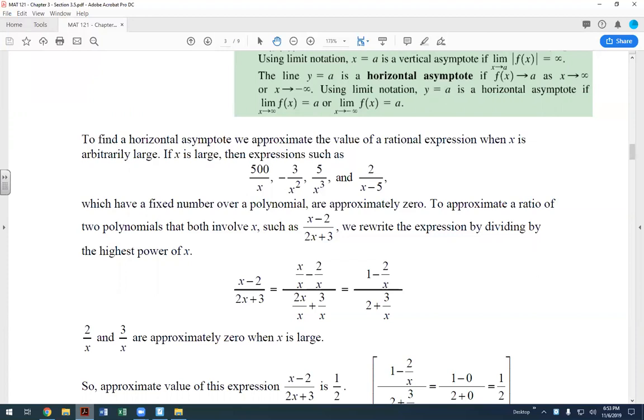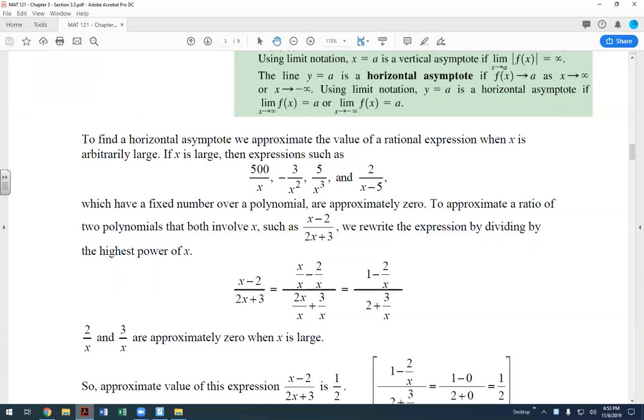And what line is y equals 0? It's just the x-axis. Yeah, it's the x-axis. So all of these functions are like 1 over x, and they have their horizontal asymptote at the x-axis.